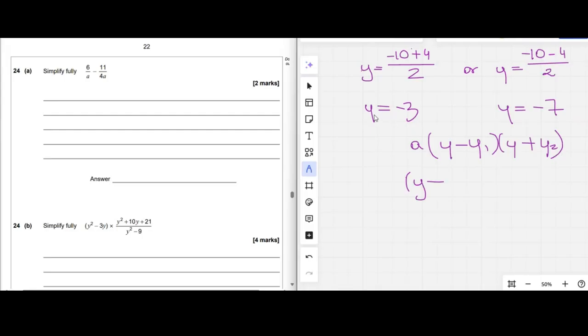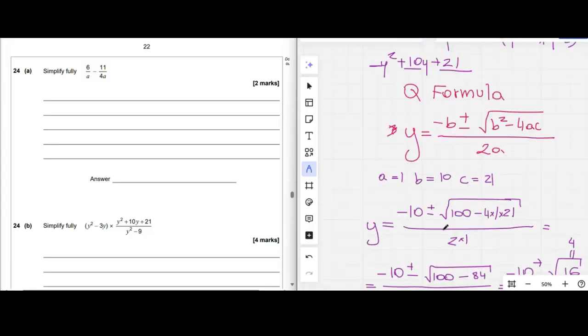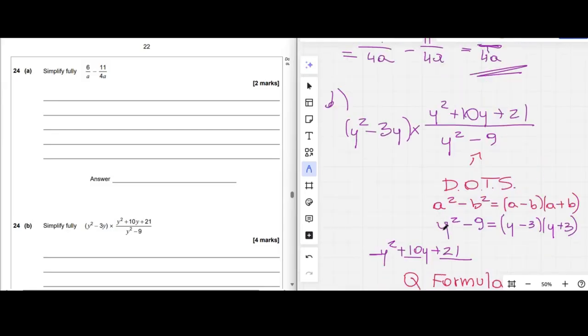Y stays as y. That y1 is the first. So minus 3 is plus 3. And then another one is y plus minus 7, which is, sorry, there should be minus as well. Minus first y and then minus second y. So plus 3 and plus 7 in both. Okay. So now let's go back to the thing.